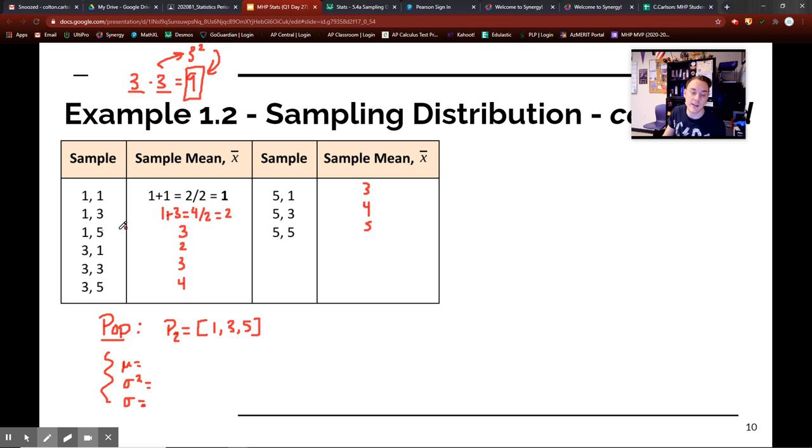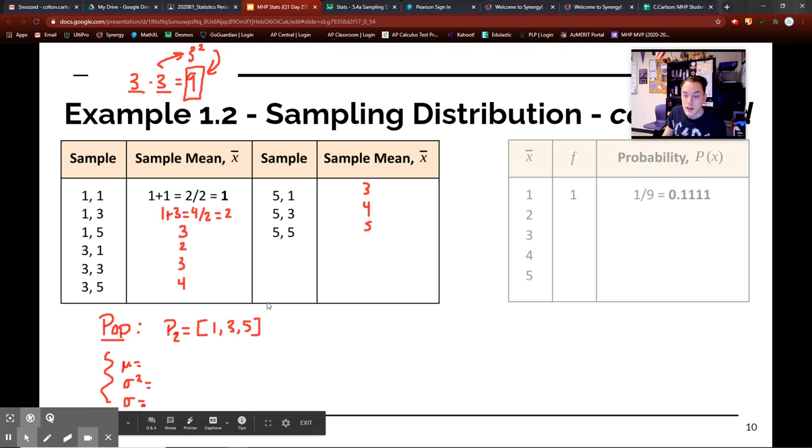When I added them up, I divided by 2. 1 plus 5 is 6. Divided by 2 is 3. That's going to be 4. When I add them up, divided by 2 is 2. 3 plus 3 is 6, which divided by 2 is going to be 3, and so forth. Okay, 5 plus 5 is 10. Divided by 2 is 5. All right? So those are the means.